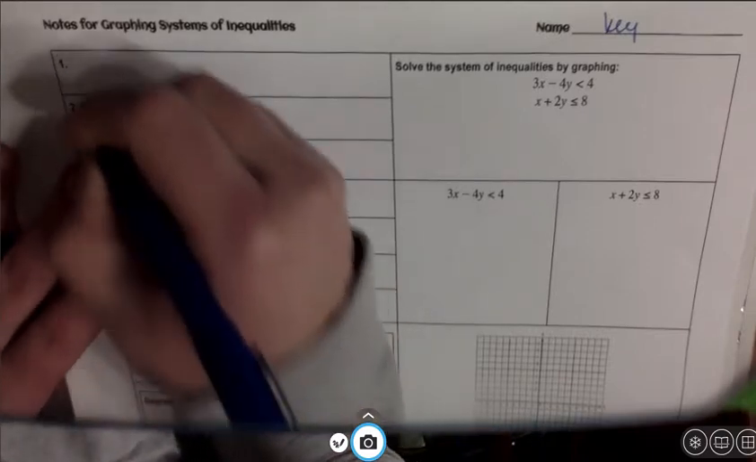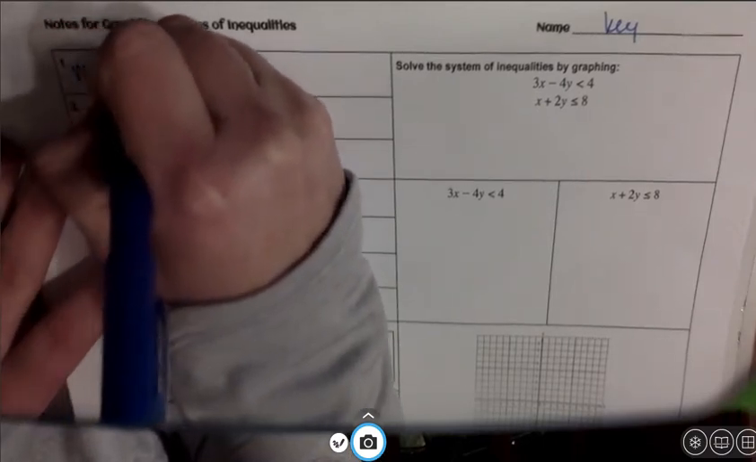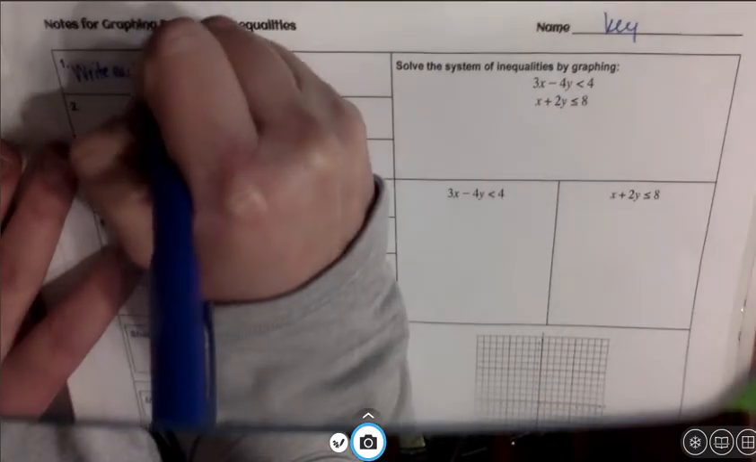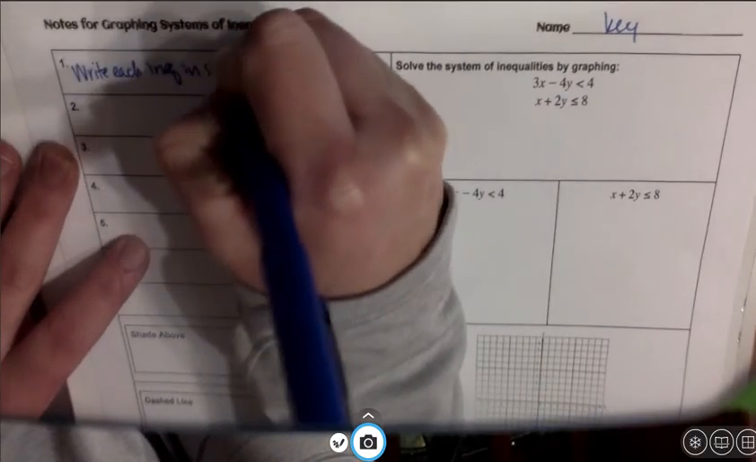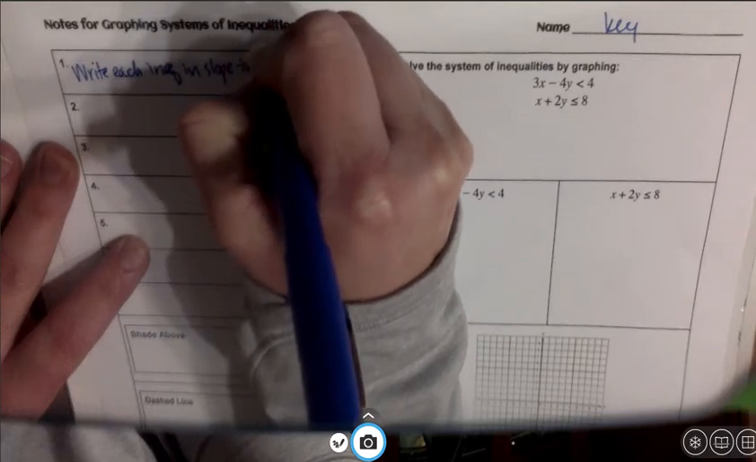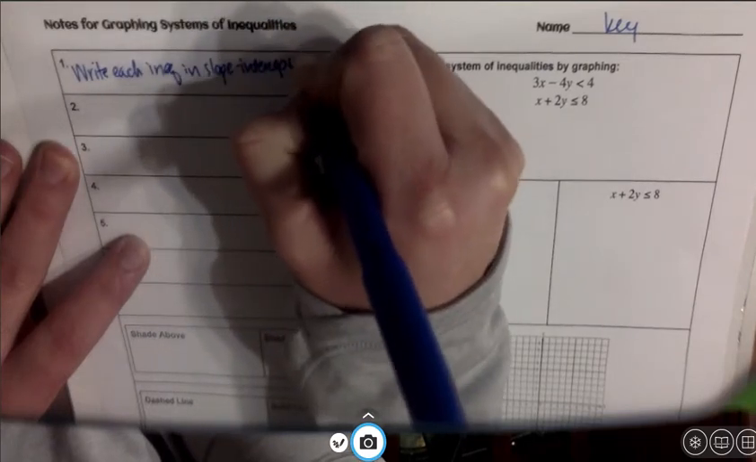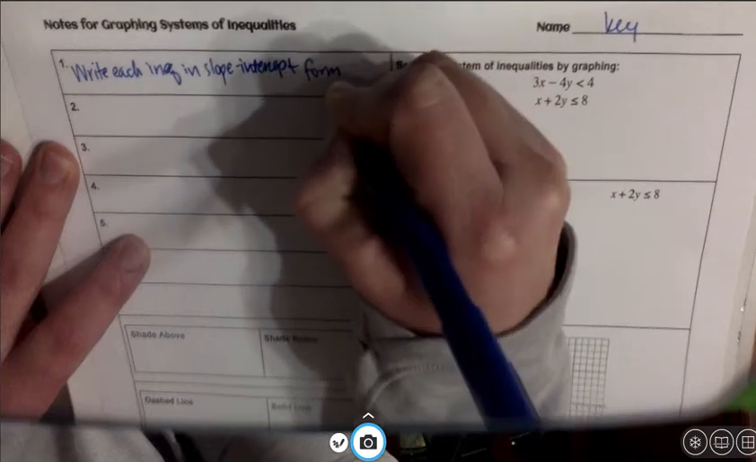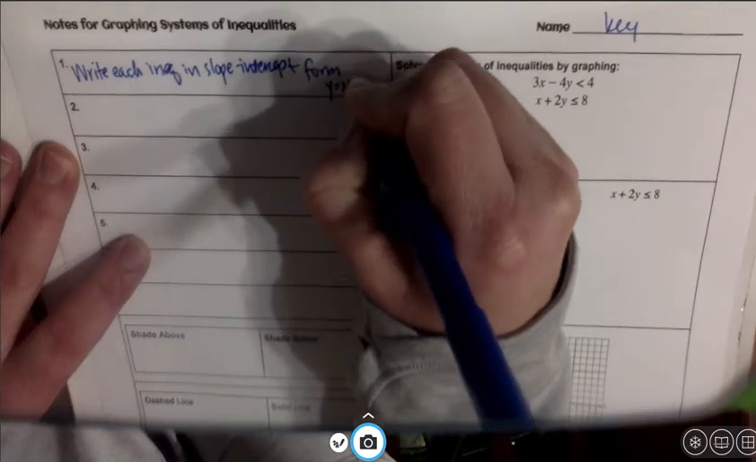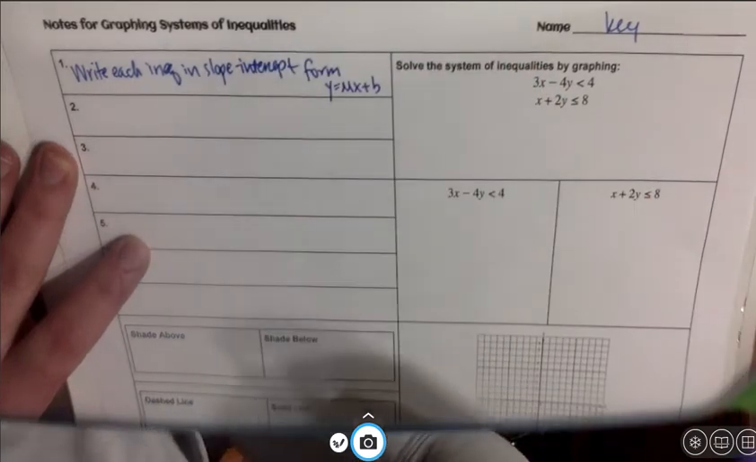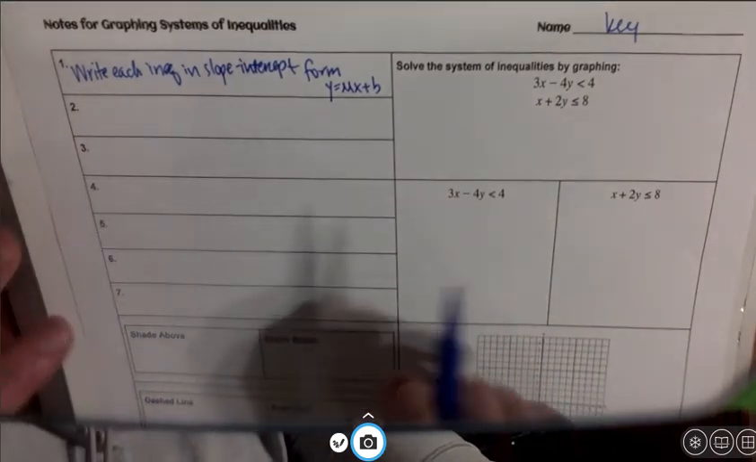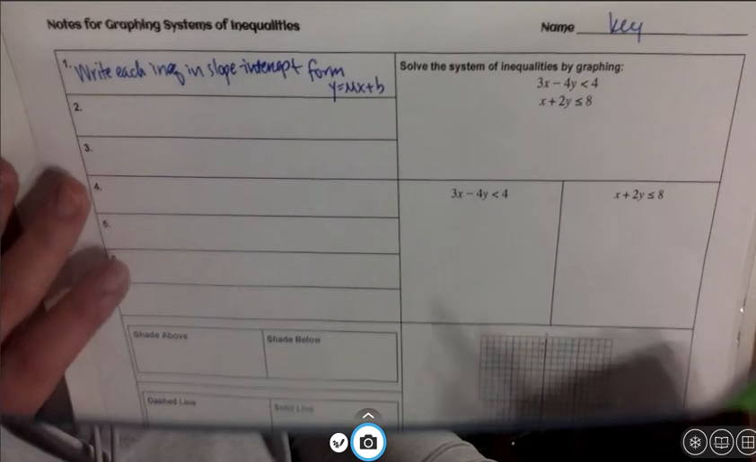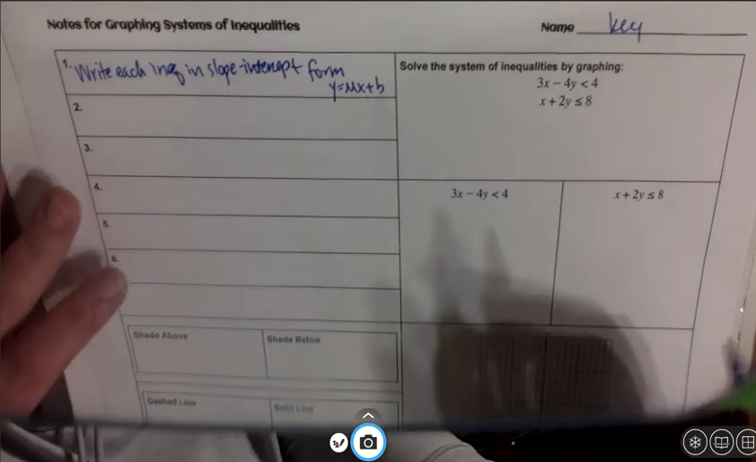First and foremost, we are going to write each inequality in slope intercept form. So if you remember, that's that y equals mx plus b format. However, in this case, we don't necessarily have an equal sign. We're going to have an inequality there, right? So each of these inequalities, we're going to have to make sure they're written in slope intercept form.